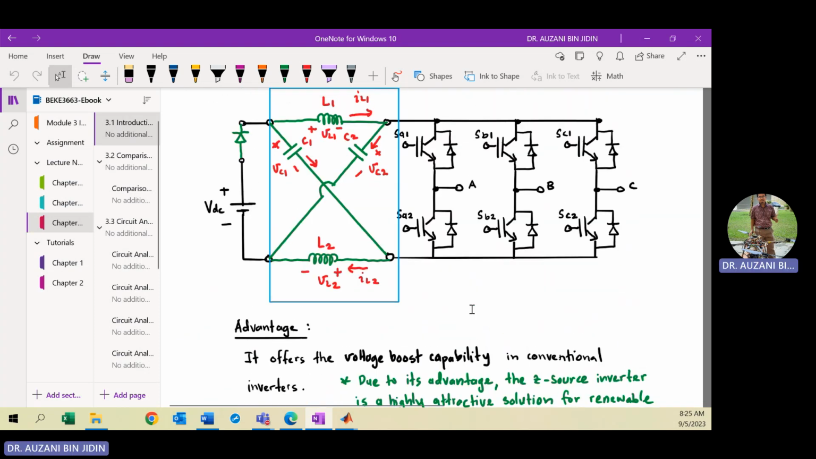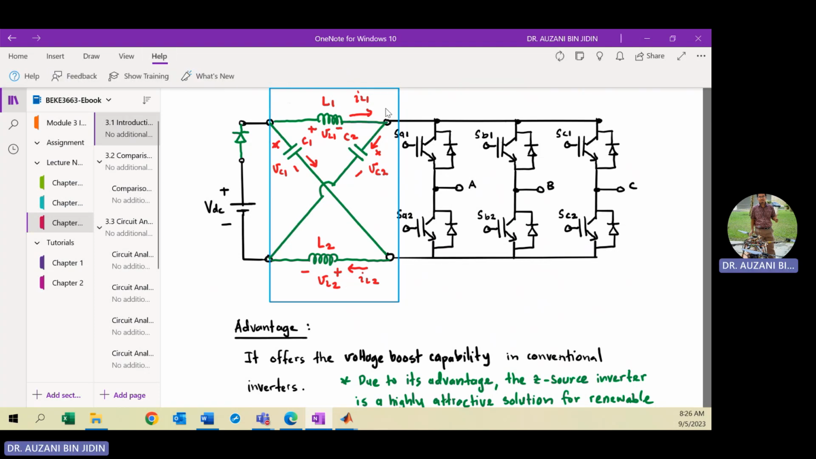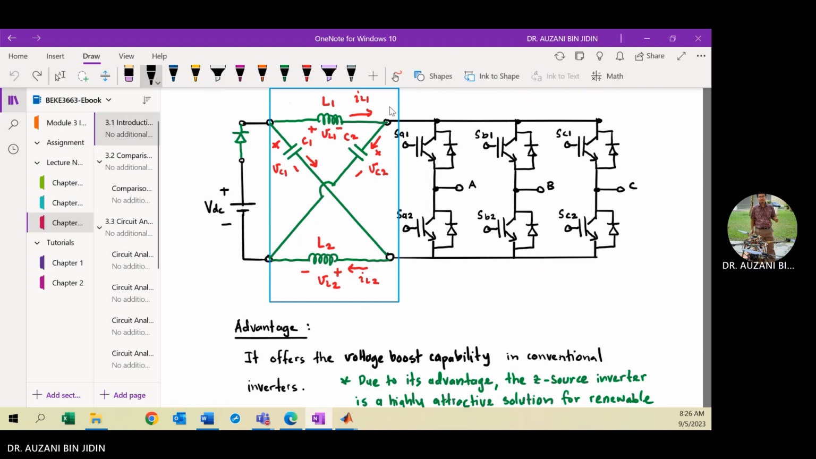Okay, so in this case, the voltage can be boosted by using the impedance. That means you have a combination of inductance and capacitors, where these two elements we classify as energy storage elements. By using this impedance network, it can boost the voltage supplied to the terminals of the inverter. So this is the inverter, and you have these two terminals, plus to minus, where the voltage across plus to minus we define as V inverter.